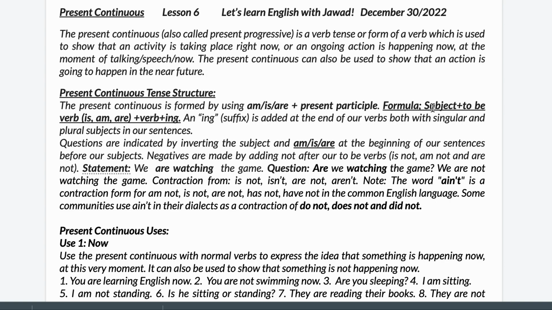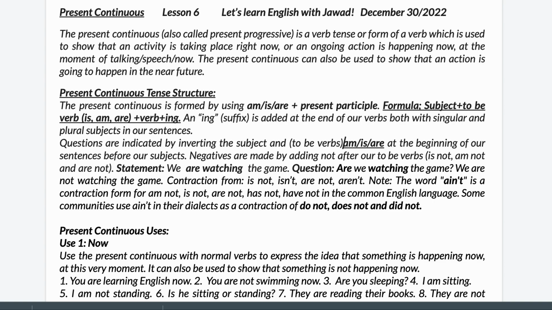So the formula has a structure as follows: subject plus to be verb plus ing. Here an ing suffix is added at the end of our verbs, both with singular and plural subjects in our sentences. Questions are indicated by inverting the subject and am, is, are, which are to be verbs, also called helping verbs, at the beginning of our sentences before our subject. Negatives are made by adding not.